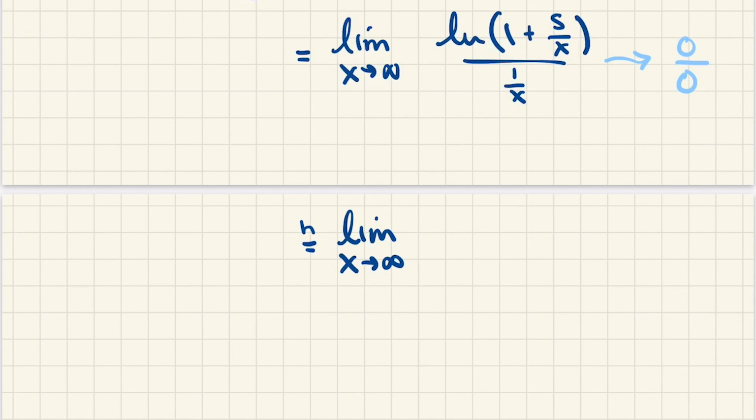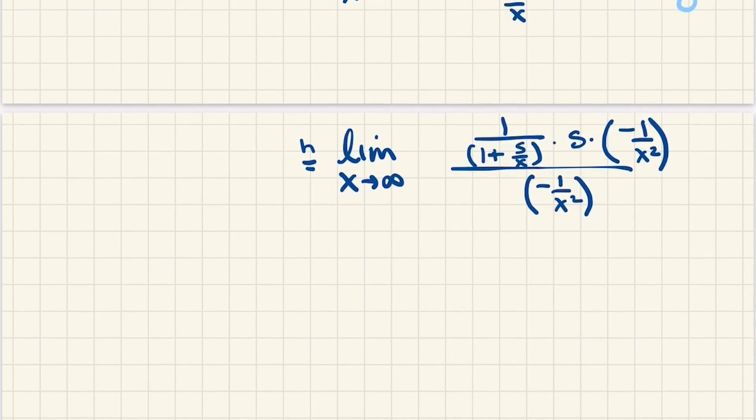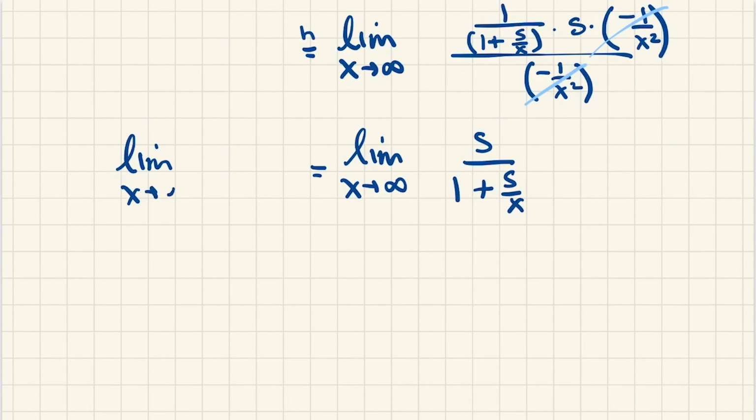So we'll put a little h here, indicating that we're using L'Hôpital's rule. And we're going to get the derivative of the numerator. So ln of stuff, its derivative is 1 over the stuff multiplied by the derivative of the stuff. So that would be s times the derivative of 1 over x, which is negative 1 over x squared. And in the denominator, derivative of 1 over x is negative 1 over x squared. Well, we certainly have our work cut out for us in terms of cleaning this up. Although those two factors immediately cancel, which is nice. So what we get is s over (1 plus s over x). Remember, the left side the whole time was the limit as x approaches infinity of ln of y.